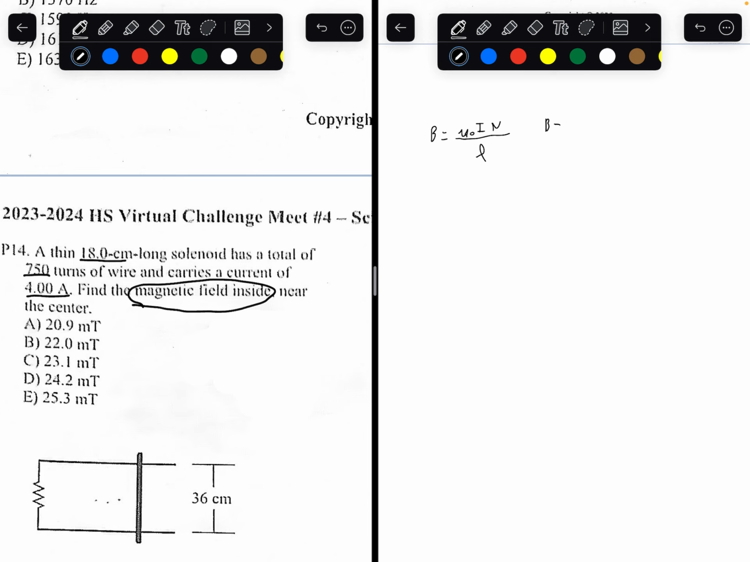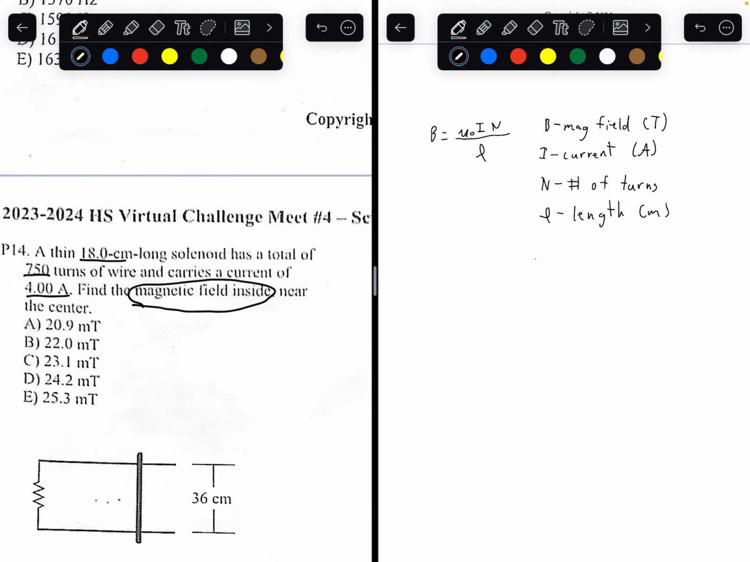So B would be magnetic field in teslas. I would be current in amperes. N would be number of turns. And L would be length of the solenoid in meters.